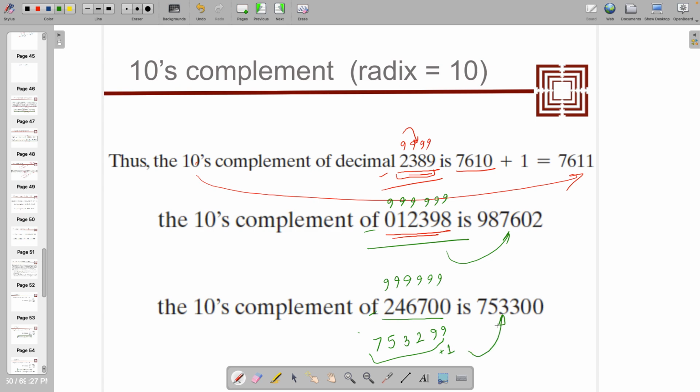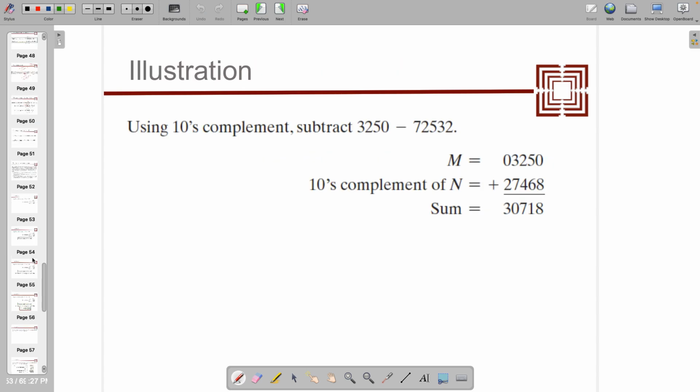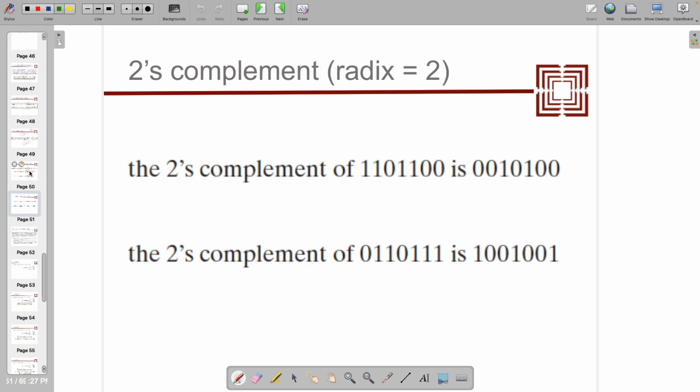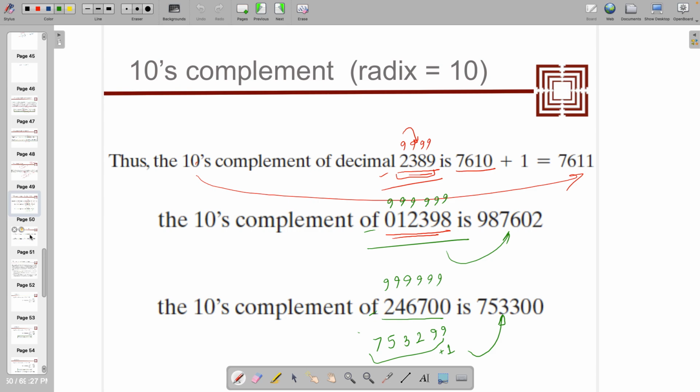Let's implement this further. The 7's complement is not defined. We have only the r minus 1's complement, right? We are not going to add plus 2, right? Plus 1 is easier, just with 1 bit, the last bit.